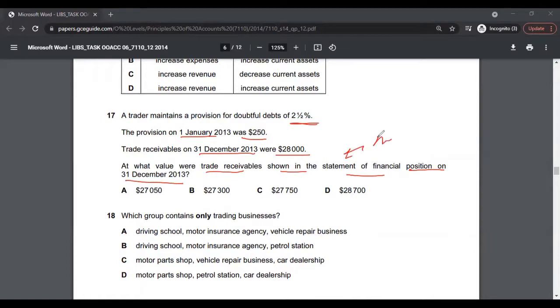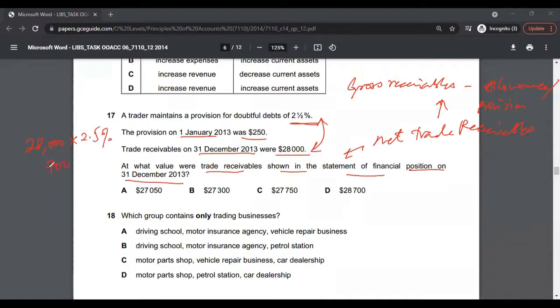So this is asking me net trade receivables. And how do you calculate that? You take gross receivables minus the allowance, or the provision for doubtful debts. So you will first calculate the provision for doubtful debts using the trade receivables at the end of year 2013 and the provision rate. So 28,000 times 2.5% comes to 700.